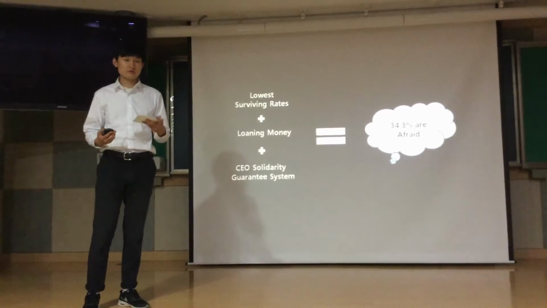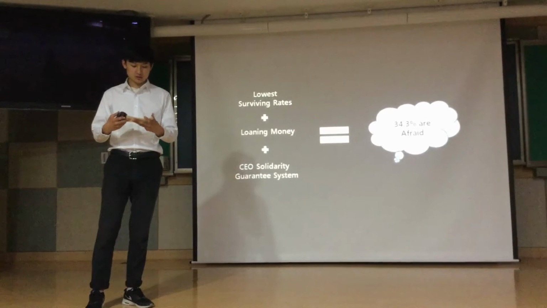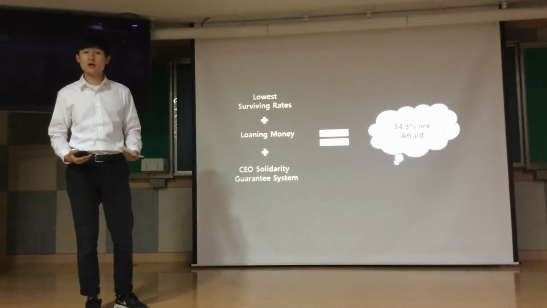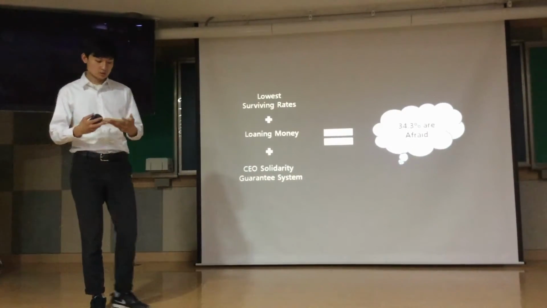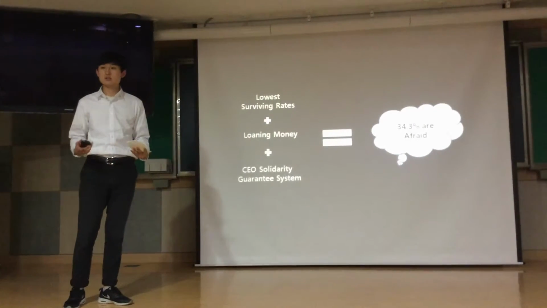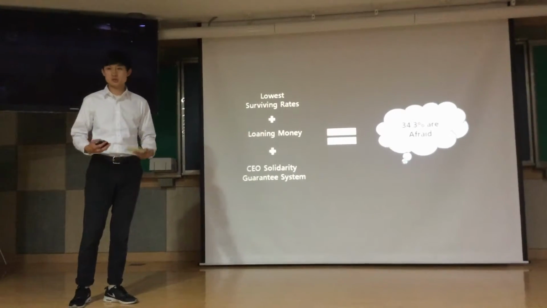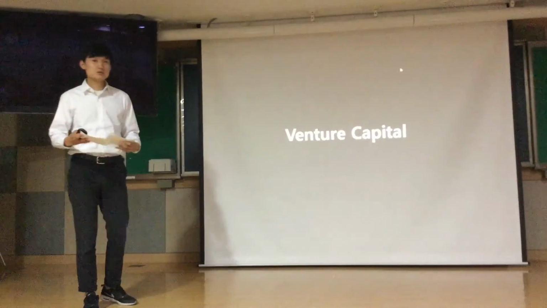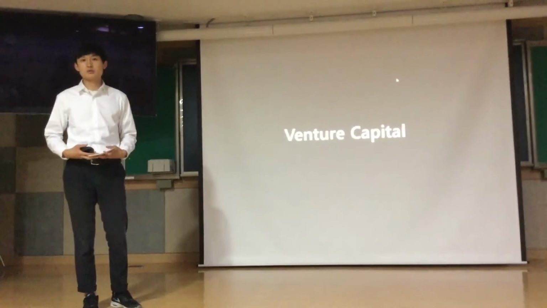Therefore, we must remove the fear of failing a business and give the idea that even if you fail a business, you can still revive and start again. Abolishing the CEO Solidarity Guarantee System is the first thing the government must do. The second solution is invigorating venture capital.